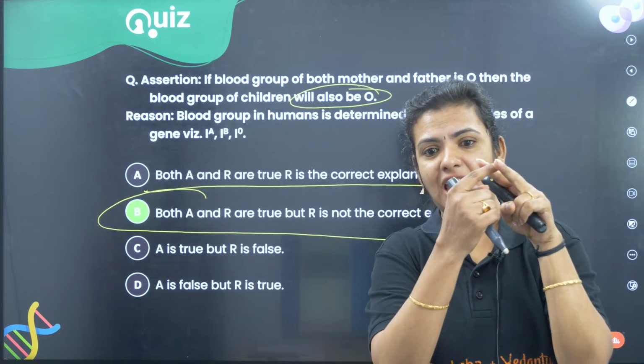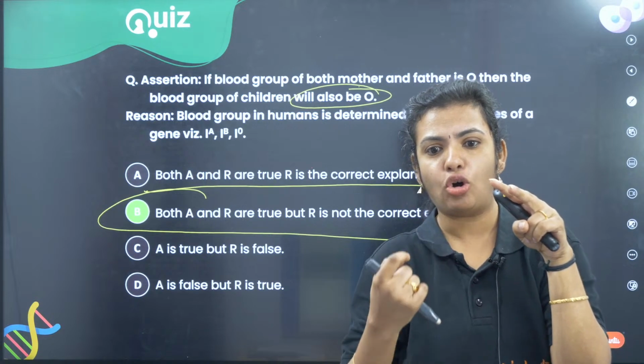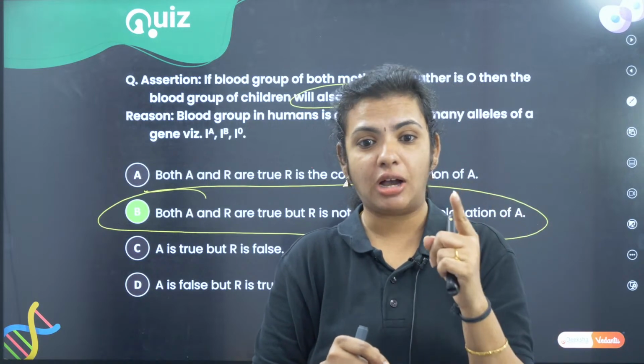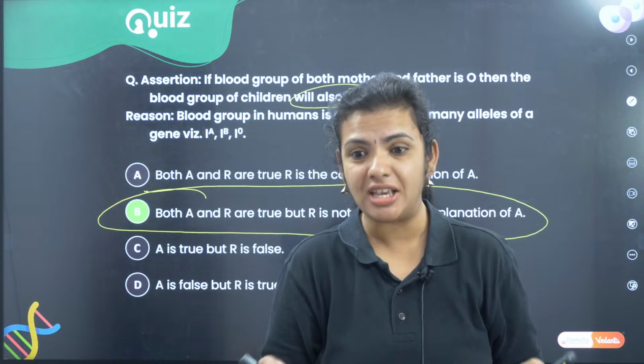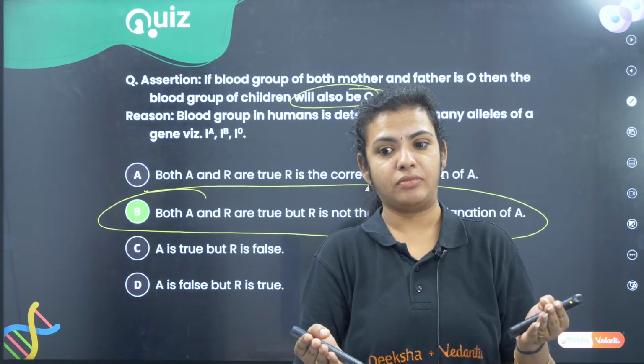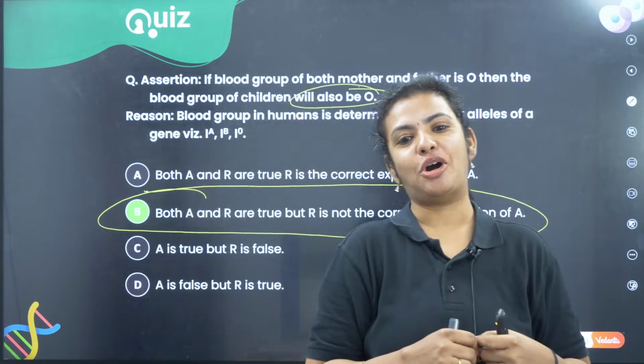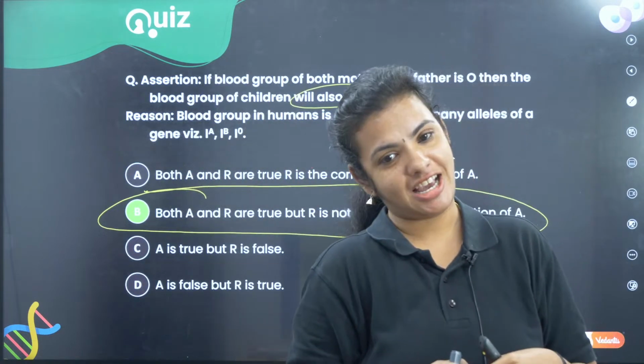There are two parents, they have a child and that child is having O blood group because of these two parents. But the second question is talking about blood group in human beings. It's a generalized question. Correct? Yes, Purvika. Quite confusing. Purvika is correct.